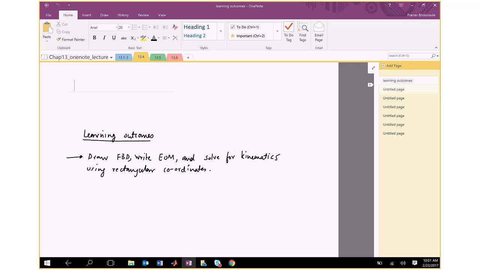What we'll do today is probably some of these things were covered last time. How to draw a free body diagram, how to write equations of motion, and then find things of interest like acceleration, velocity, and so on.